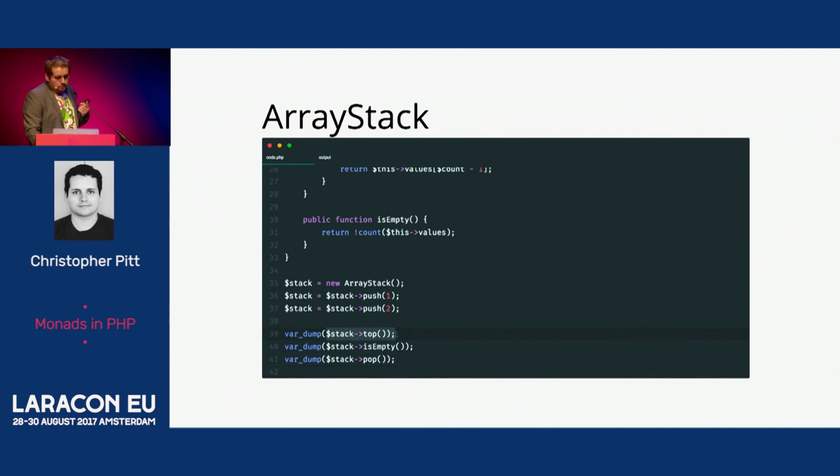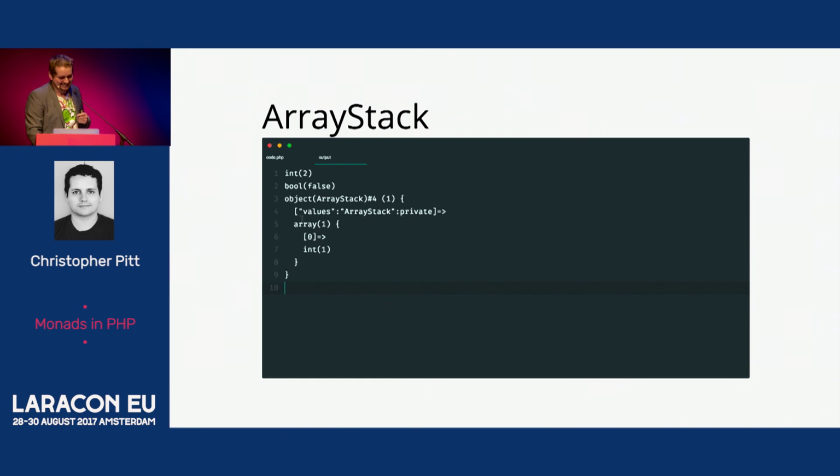The top value should be, shout out, 2. Is it empty? No. And what do we get if we pop? 2? No, we don't. We get the stack with just 1 on it. But it's good going. So 2 for the latest thing we pushed onto it, false because it's not empty, and the stack before we pushed 2 on just had a 1 on it. OK, that's an array stack.